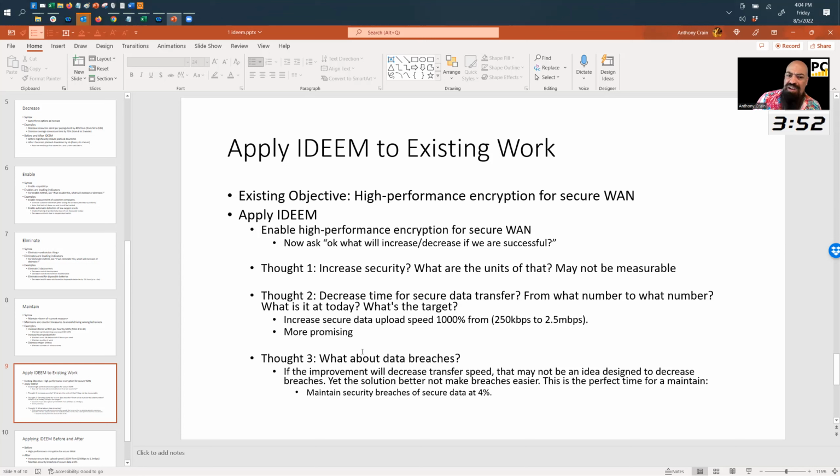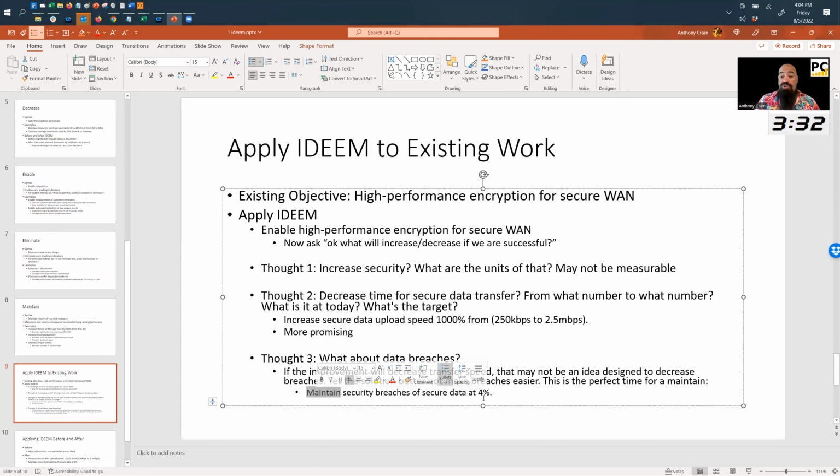Thought number three, what about data breaches, right? Well, if the improvement will increase transfer speed, that may not really be designed to decrease breaches. Maybe they're not related, but we better not make breaches easier now that we're transferring data faster. I don't know if that's even related. I'm kind of spitballing here. This might be the perfect time for a maintain. So in that case, you better maintain security breaches, so secure data at 4%. We're currently running at 4%. If we are doing it faster, we better not get worse quality. In this case, more breaches.